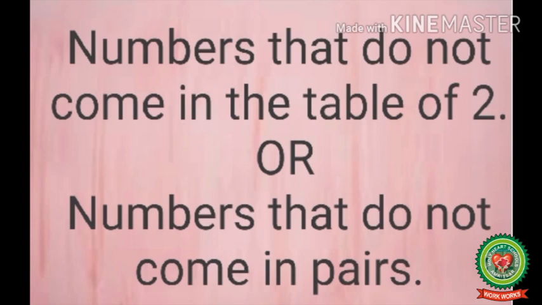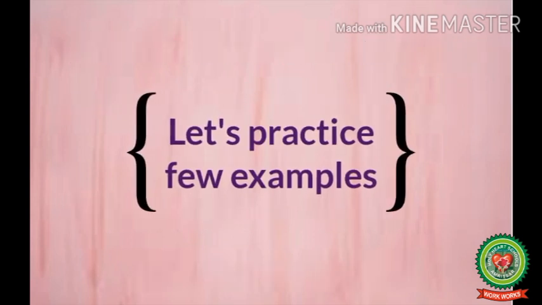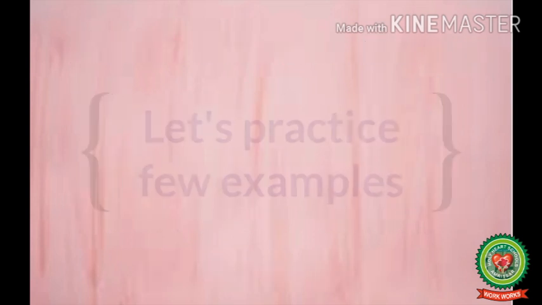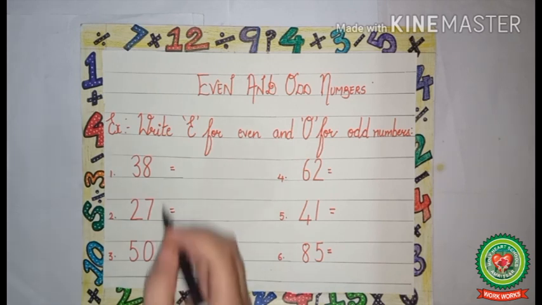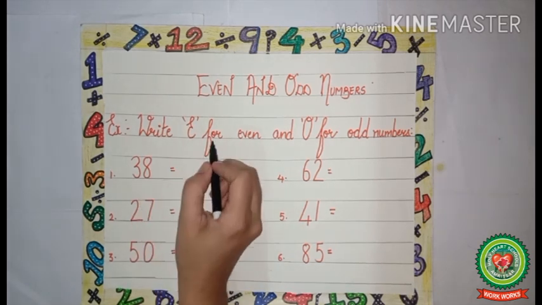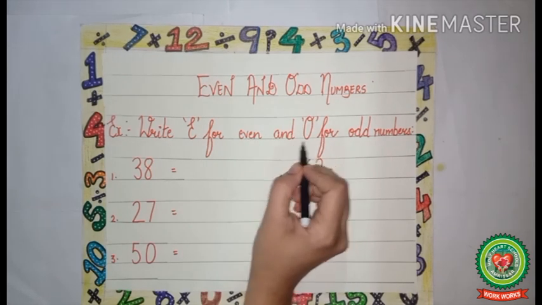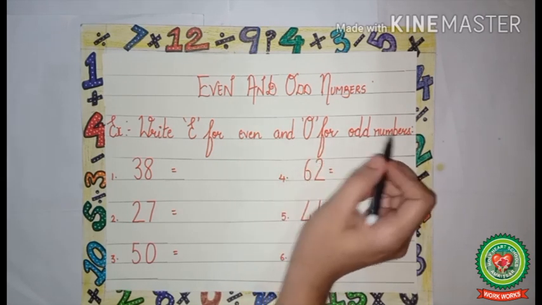Numbers that do not come in the table of 2 or numbers that do not come in pairs are called odd numbers. For example, 1, 3, 5, 7, 9, etc. Now let's practice few examples. The exercise is write E for even and O for odd numbers.